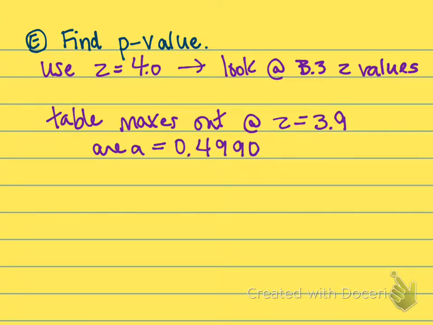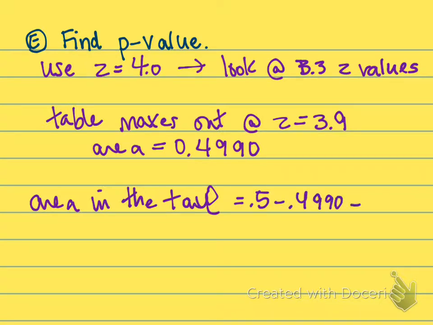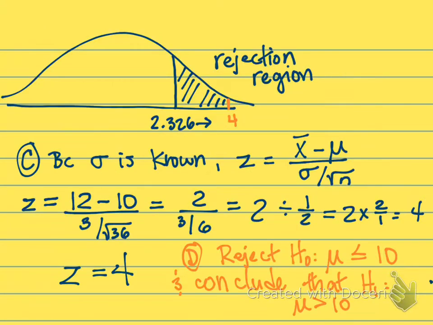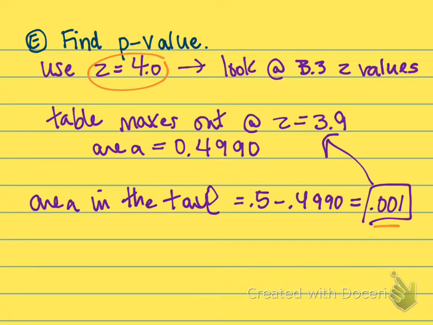And for a z of 3.9, the area is equal to 0.4990. But remember, we want to know the area that's in the tail. And so to find the area in the tail, we would do 0.5 minus 0.4990. And so we would have an area in the tail of 0.001 if our z was 3.9, right? But our z is not 3.9 here. Our z value was 4, which means that the area in our tail, going back to this picture here, this area here is virtually 0 because it would be even smaller than the value of 0.001.